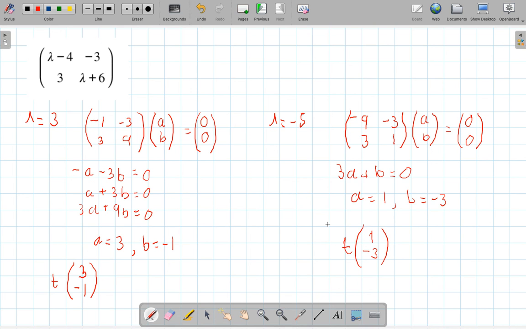We're going to use these vectors to make a diagonalization of A in a minute, but what you need to do is plenty of practice in finding eigenvectors before you do the next bit.